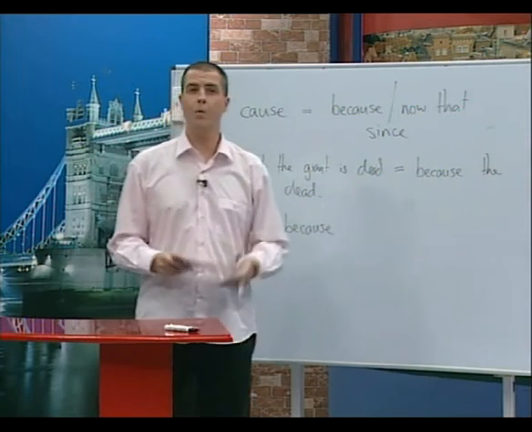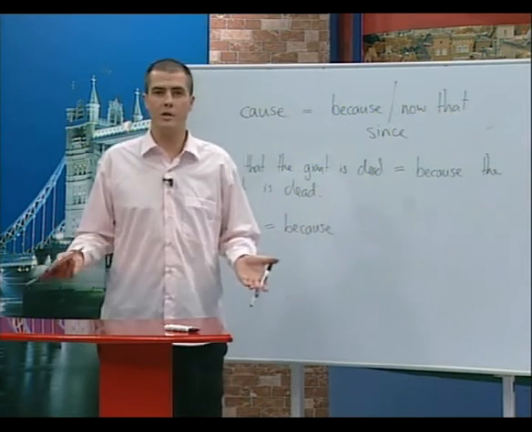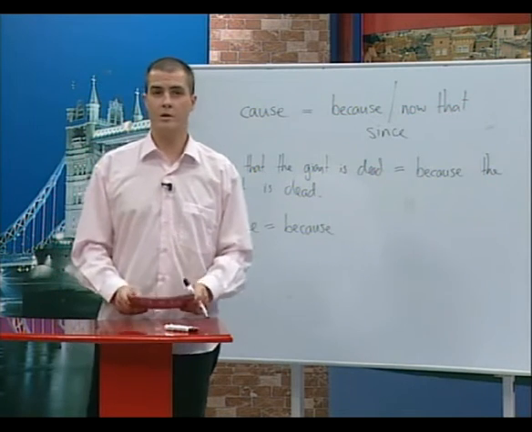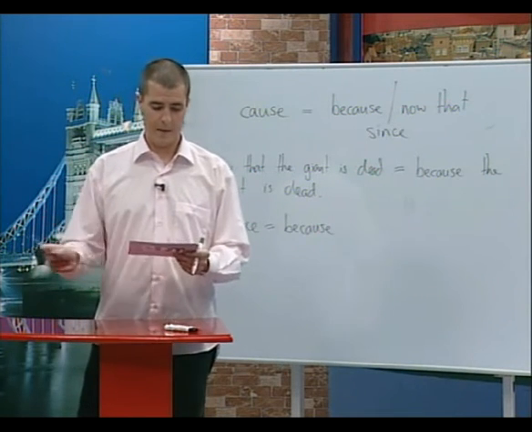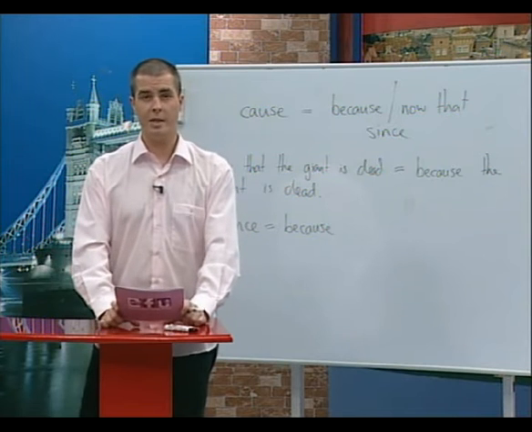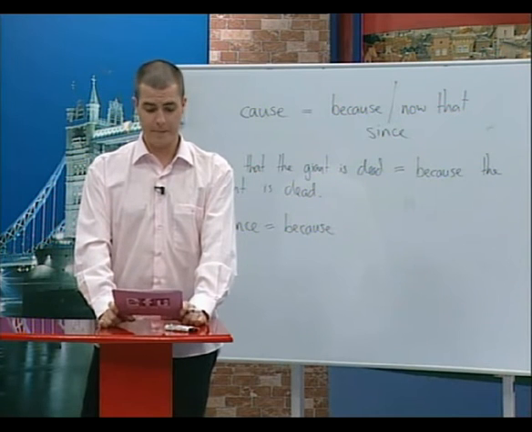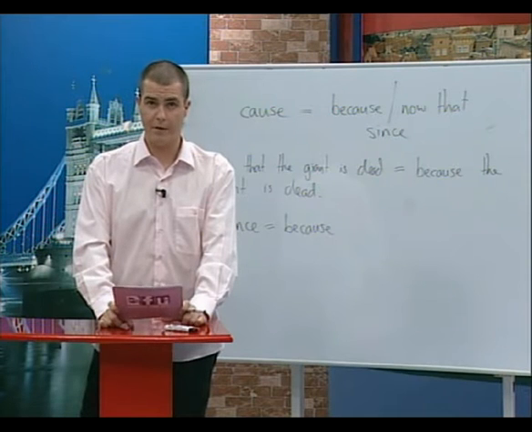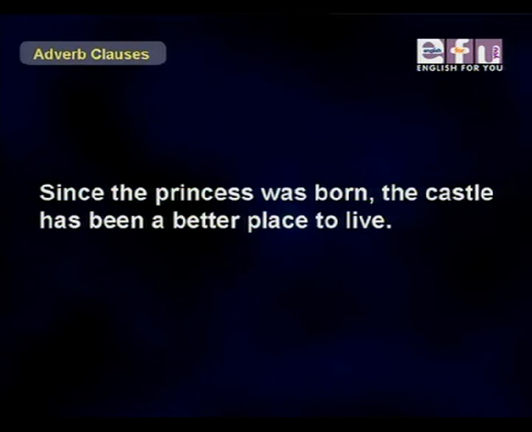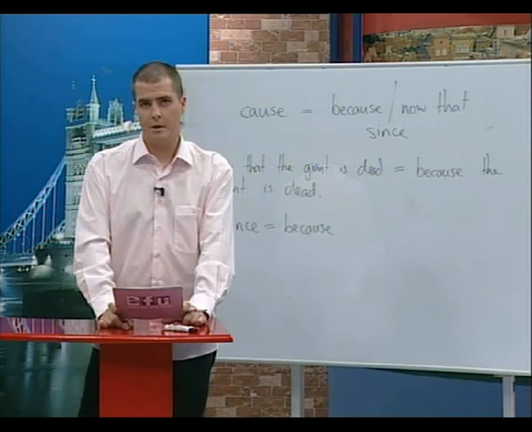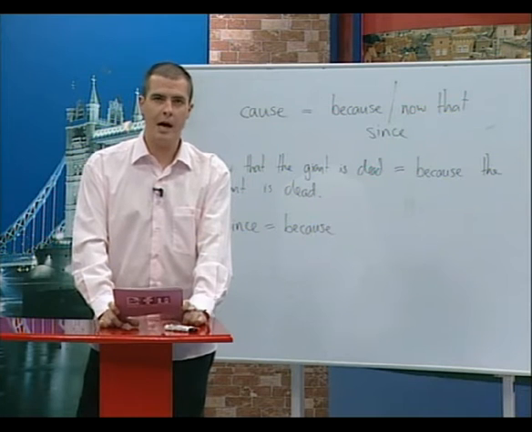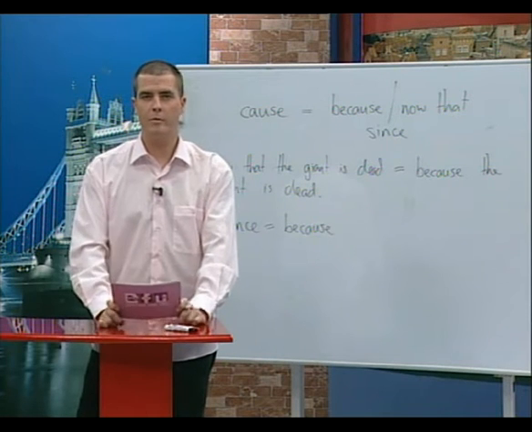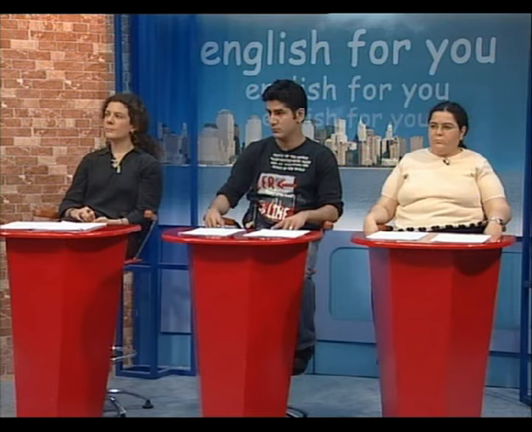But it expresses a well-known fact. We all know this. We know that the witch is evil, so we use since. Since can also be used in adverb clauses of time, but it has a different meaning. It has a time meaning. Have a look at this example. Since the princess was born, the castle has been a better place to live. The sentence means that from the time the princess was born, the castle has been a better place to live.